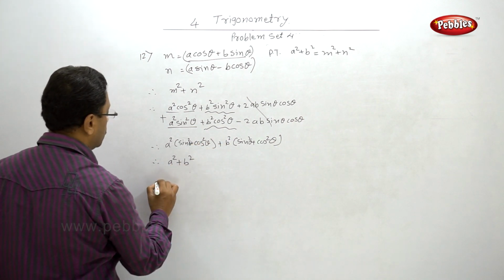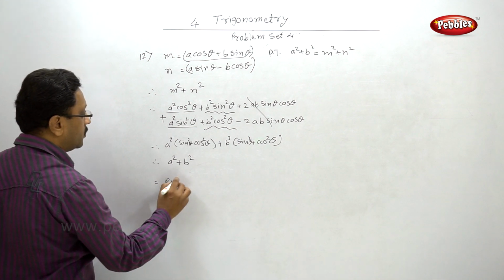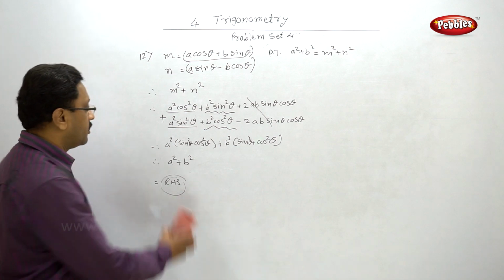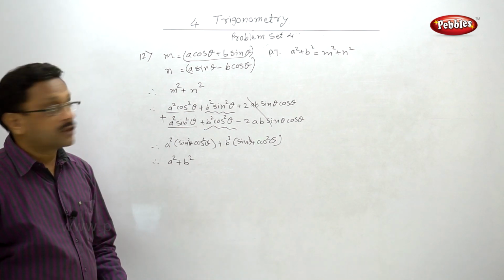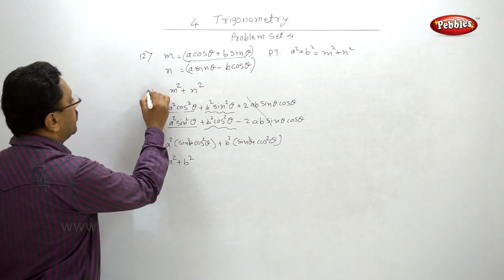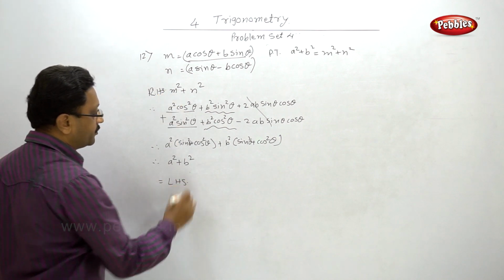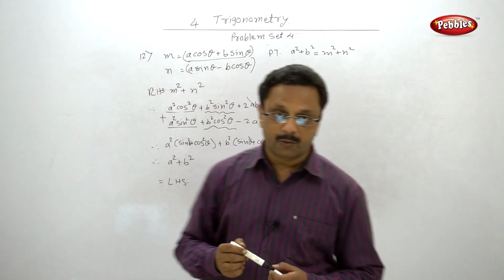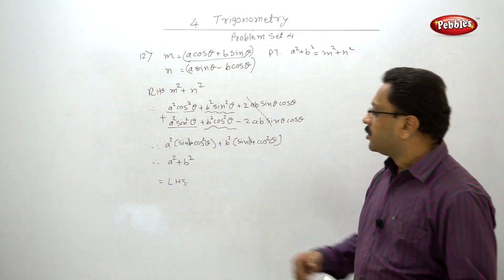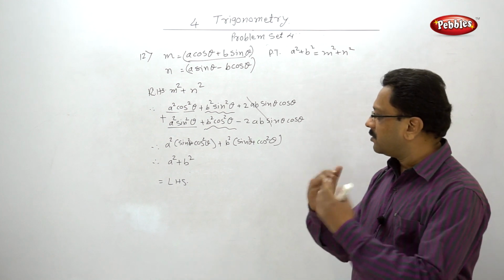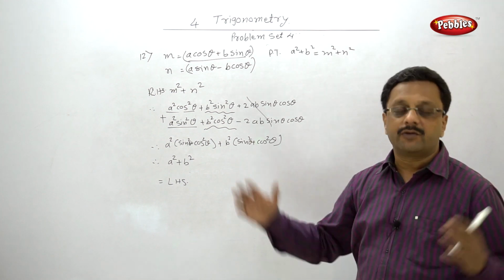b square, which is equal to the right hand side. Not right hand side, by mistake don't write it as right hand side, because we have started from right hand side and we have come to left hand side. It is proved. Simple. Just squaring and opening the brackets. This is a little bit lengthier one, confusing one.